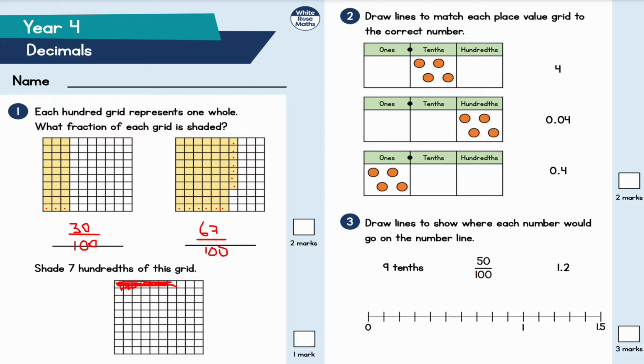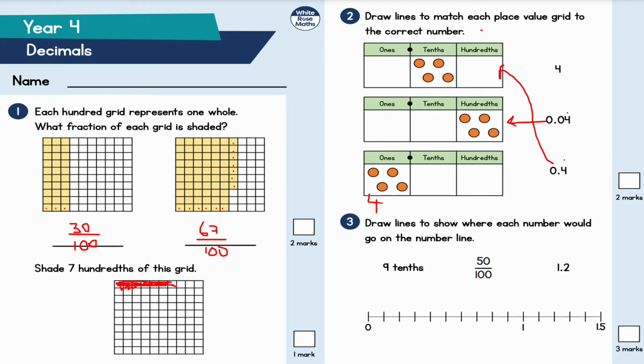Question number 2, guys. Draw lines to match each place value grid to the correct number. I've got 4/10 here. So 4/10 is equivalent to 0.4 because that's my tenths column. Here it's 4/100. This is my hundredths column. So that goes there. And then I've got 4 ones here, which is the number 4.